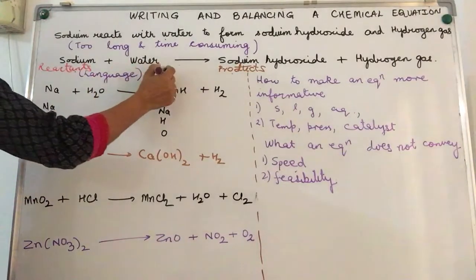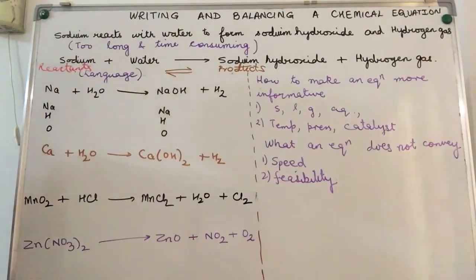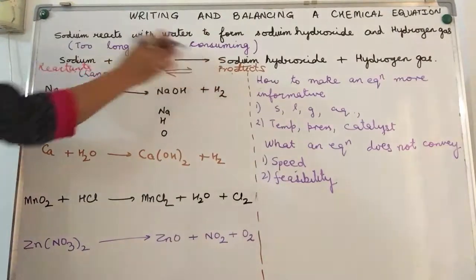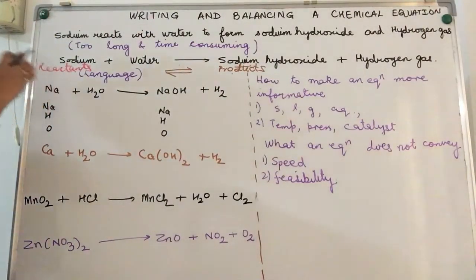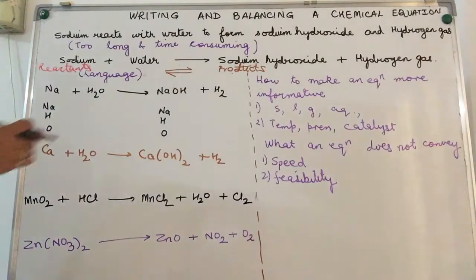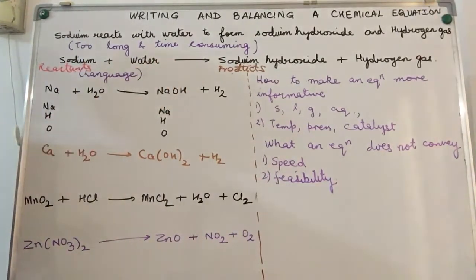Sometimes you will find arrows like this, meaning to say that the reaction is reversible. In other words, the reactants are forming products, but the products also can get from the reactants back under the same conditions. That means it's a two-way process. Anyway, we shall not be talking about it right now.